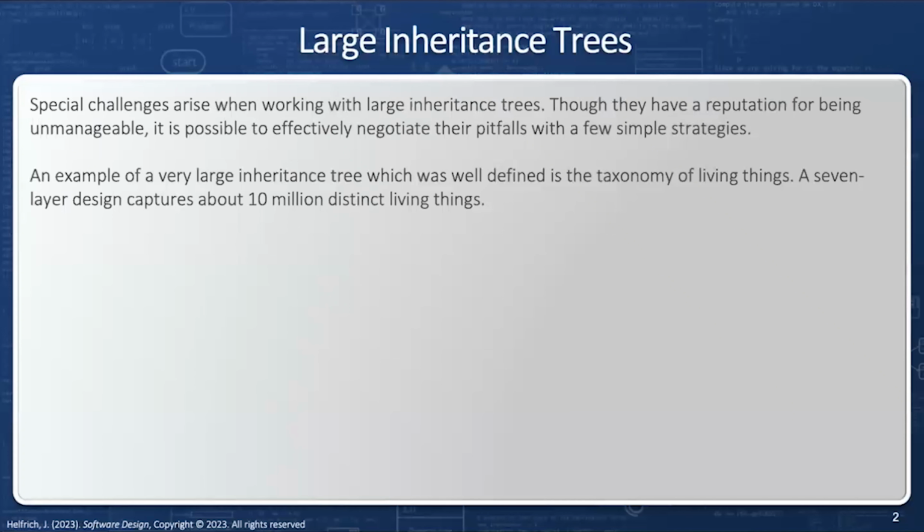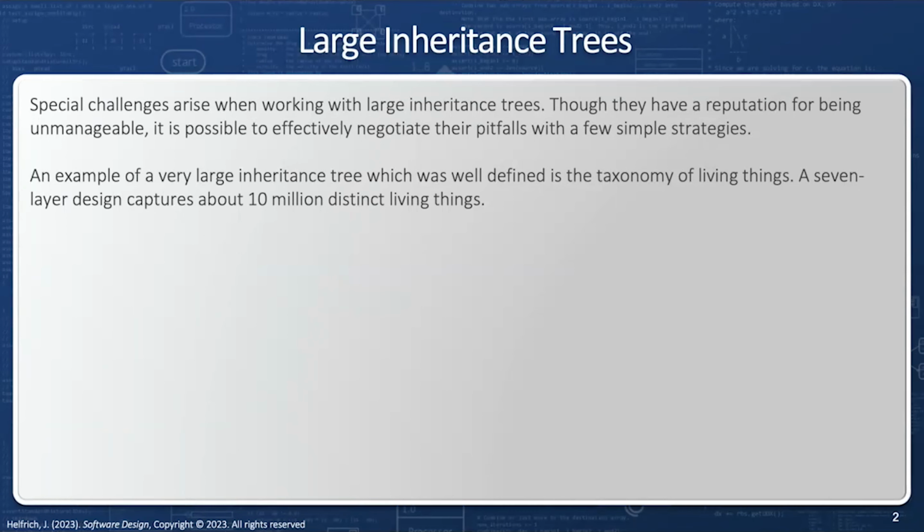This video will explain a couple techniques we can use to keep the design of the inheritance tree aligned with the problem domain and to make sure that it is easy to work with. Special challenges arise when working with large inheritance trees. Though they have a reputation for being unmanageable, it is possible to effectively negotiate their pitfalls with a few simple strategies. Now, an example of a very large inheritance tree, which was well defined, is a taxonomy of living things.